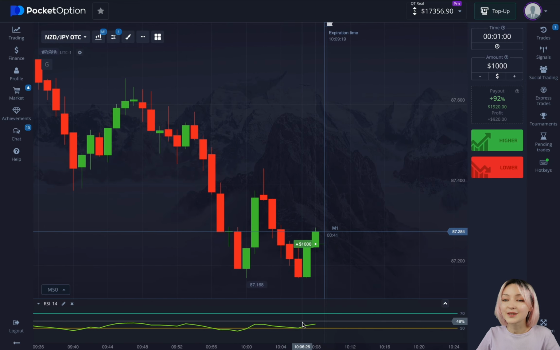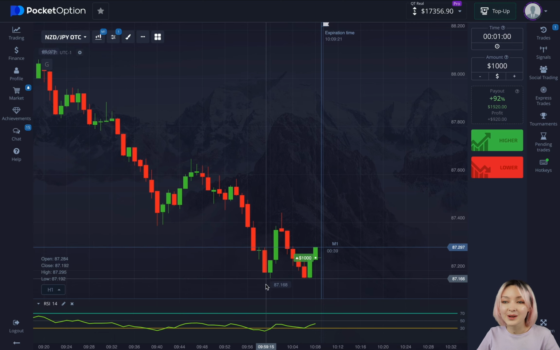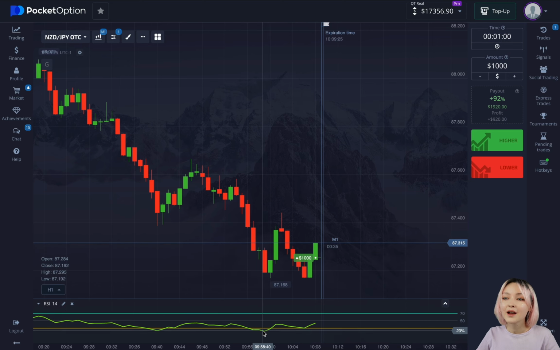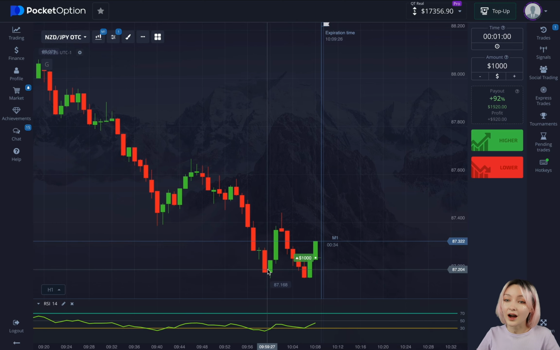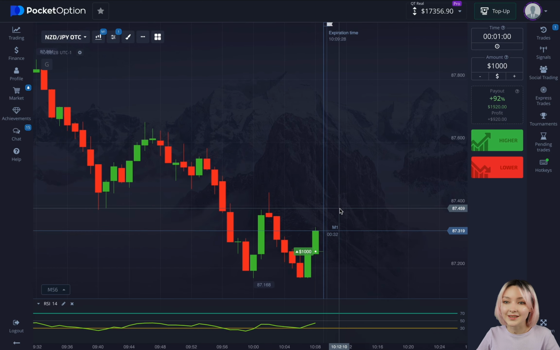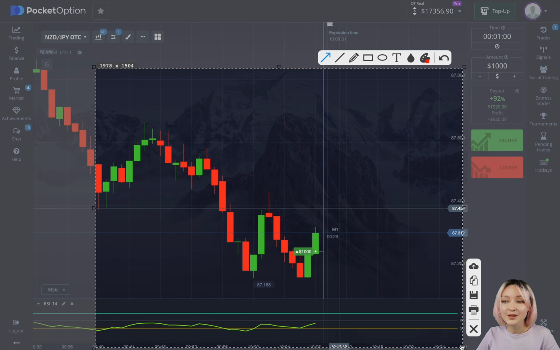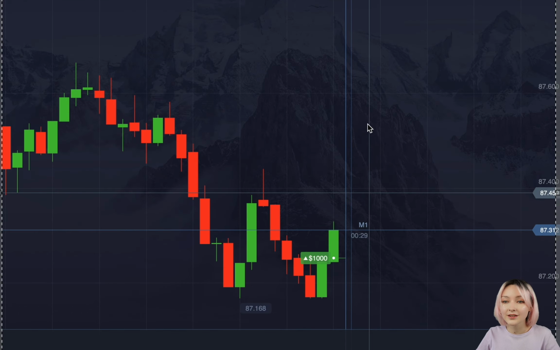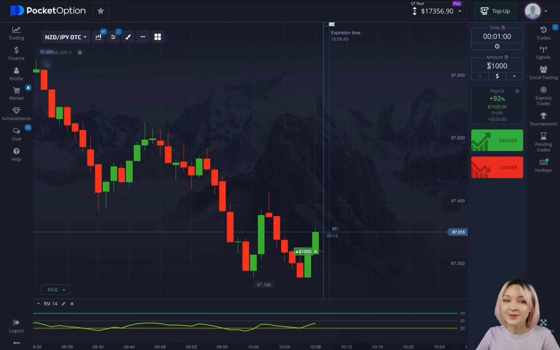RSI is now certainly higher than the point of its previous vertex, while the chart has done the opposite by falling further down. This is exactly what formed the divergence between the chart and the oscillator. The chart looks like this, and the trend on the indicator like this. The chart will always catch up with the indicator, so we're trading upwards.